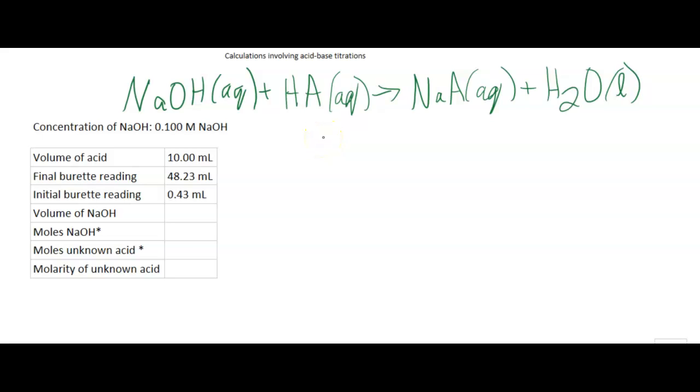Let's take a quick look at a sample calculation involving an acid-base titration. So in this titration, I have sodium hydroxide being added to an unknown strong acid. I'm using the general formula of HA just for a generic acid, forming sodium A. So this is a salt and water. So remember, a neutralization reaction forms salt and water, and those are the products that we're working with.